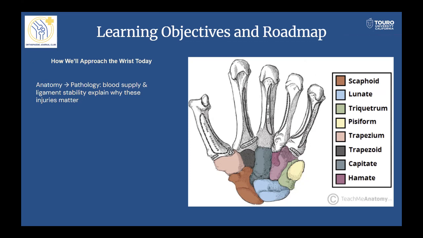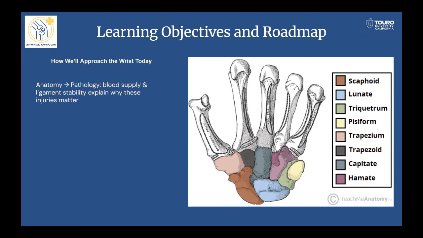And now that we've established why these conditions matter in the first place, let's talk about how we'll approach them today. Our roadmap is going to mirror the way surgeons actually think. We'll begin with anatomy, and that'll lead into pathology, because it's the blood supply and ligament stability that explain why these injuries become such a problem.